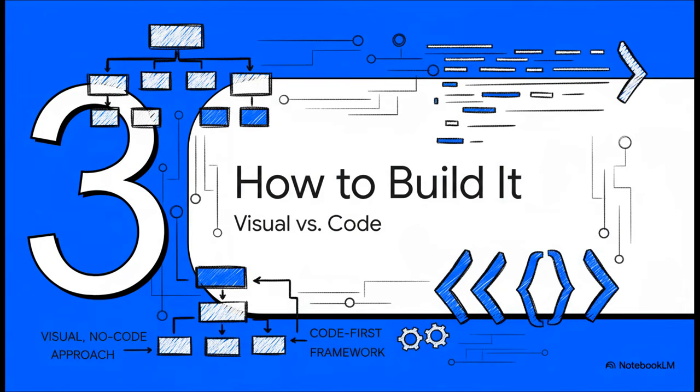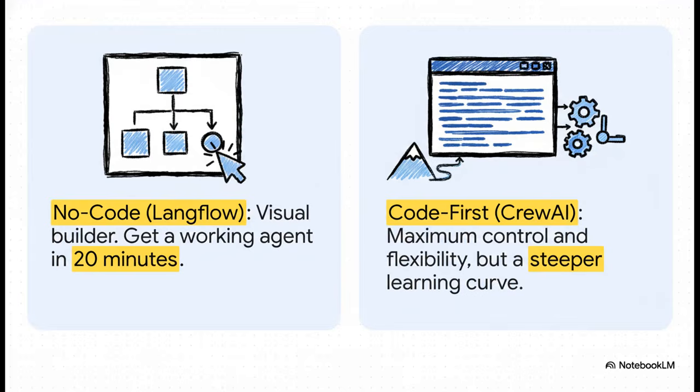All right, so once you've picked your engine, you have to actually assemble the agent. And again, you have two fantastic, totally free options here: a visual, no-code approach or a more traditional code-first framework. This choice really just depends on your comfort level. With a no-code tool like Langflow, you can literally drag and drop components on a canvas and have a working agent in like 20 minutes. It's incredibly fast. But for maximum control and really complex logic, a code-first framework like CrewAI is the way to go. It just naturally comes with a steeper learning curve.